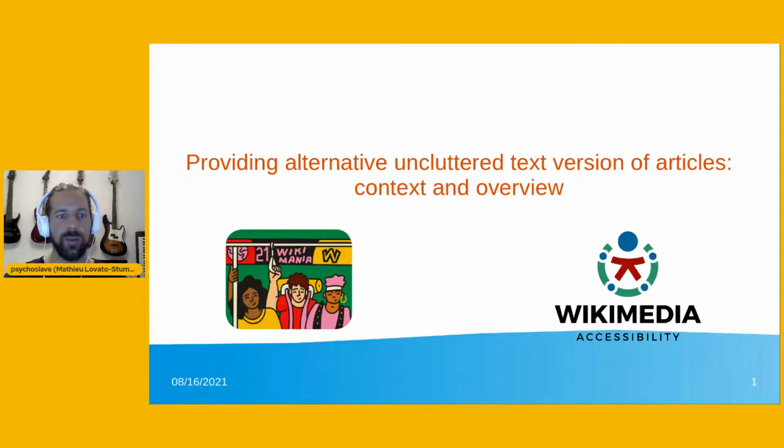Hello everybody. So we are here to talk about providing an alternative uncluttered text version of articles: context and overview. I'm Mathieu Lovato-Stumpf-Koens from the Wikimedia Accessibility User Group.